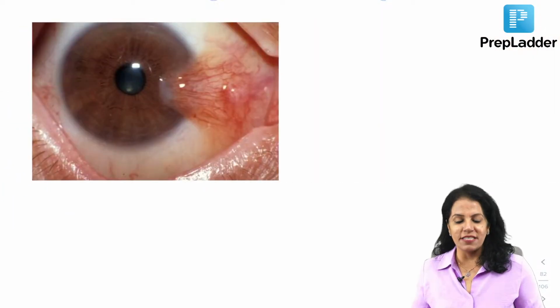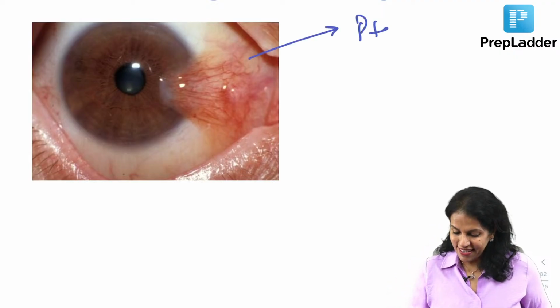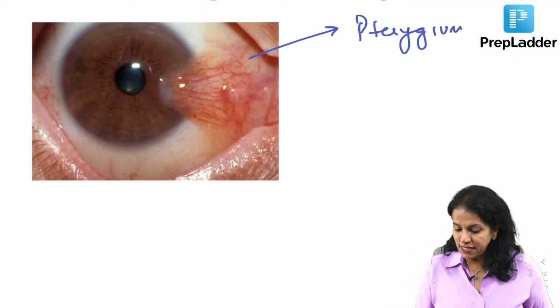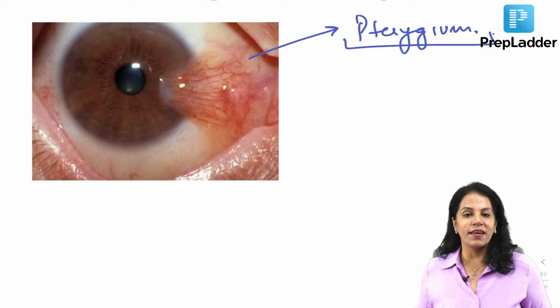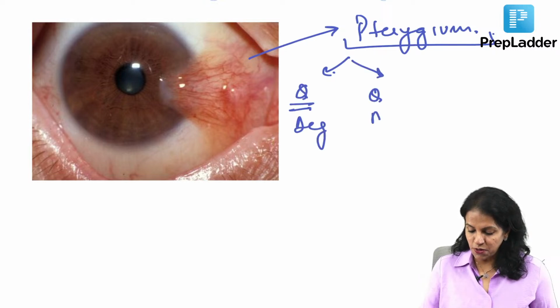Tell me, what is this image here? Everybody knows I'm talking about pterygium. So I know that you know, but this is an important topic. This is the message I want to give. Please revise all the questions here. First question, it is not inflammatory, it is mainly a degenerative disease. Next question, more common nasally.